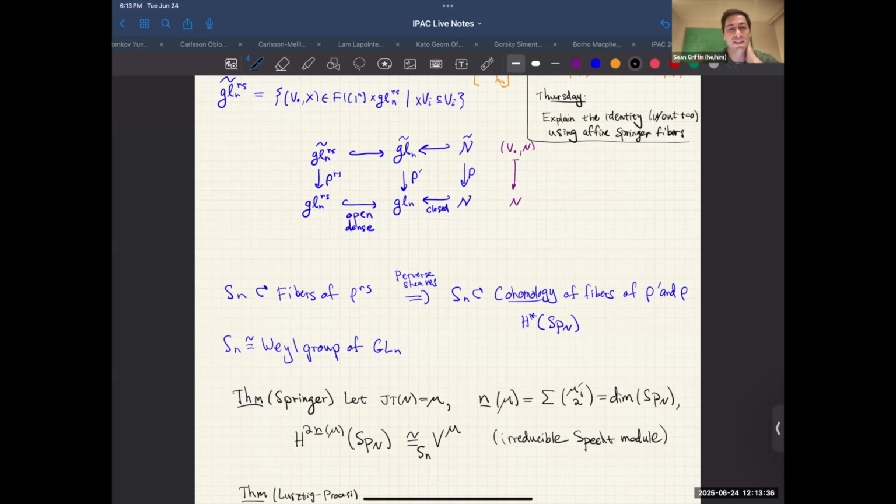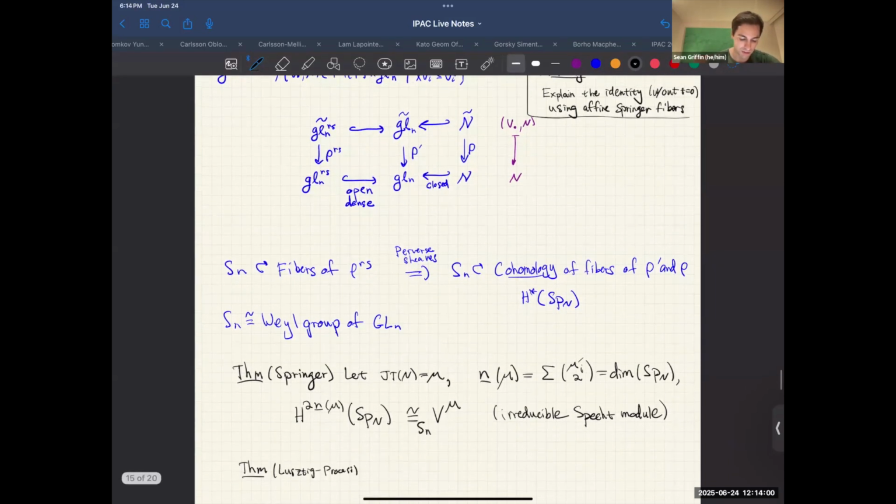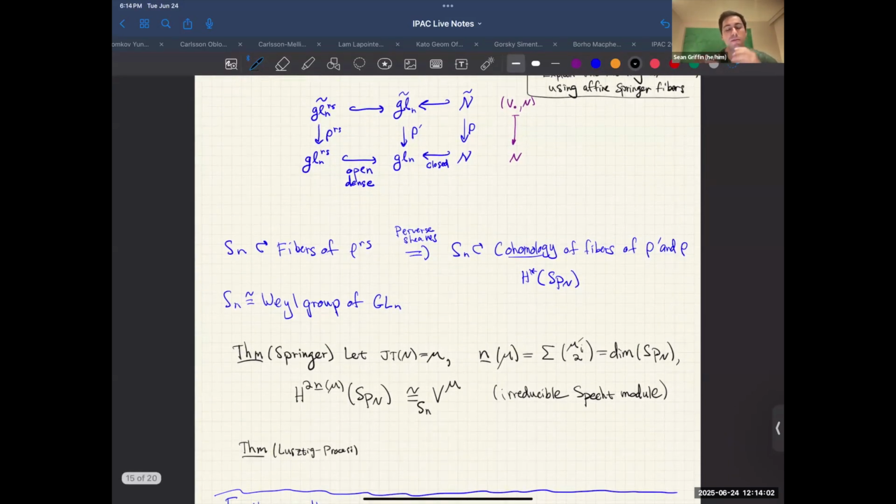You can generalize this to other Lie types. The statement is a little bit more technical, so you have to also consider the action of the component group of the nilpotent matrix in order to actually zoom into a particular irreducible. Or sheaf theoretically, you have to run over irreducible local systems on the nilpotent cone.